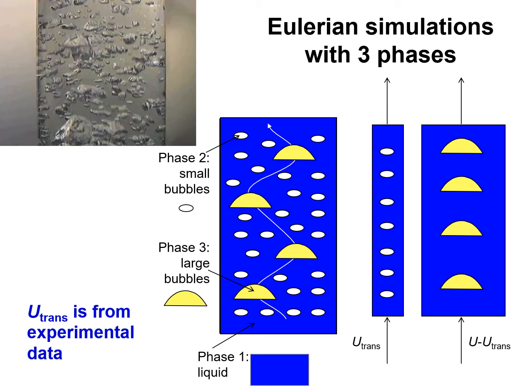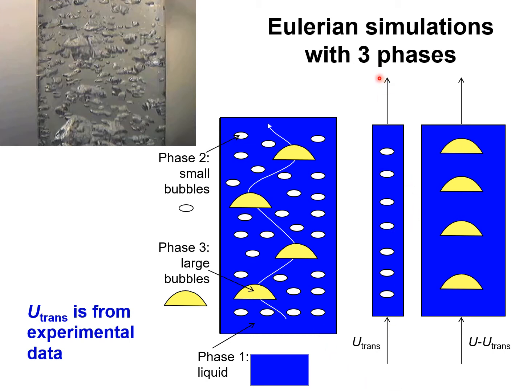So in setting up the CFD simulations for an air water bubble column, we need to consider the existence of large bubbles indicated here as yellow, spherical caps, small bubbles indicated by these ellipsoidal shaped white bubbles here. The blue represents the liquid phase.